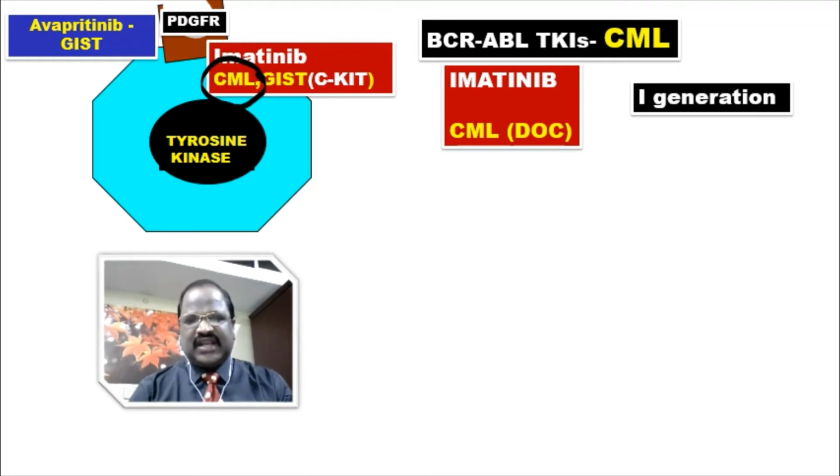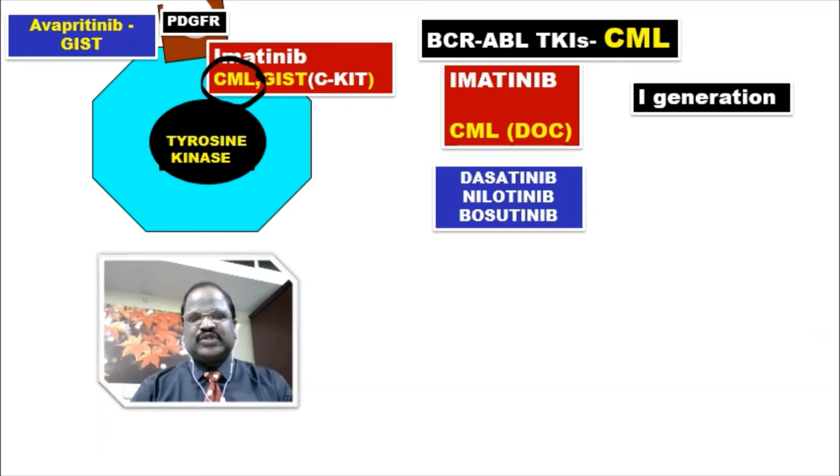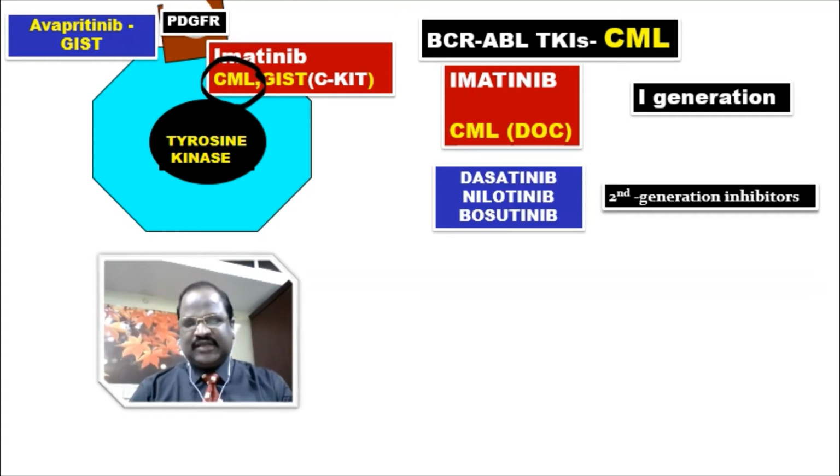That is the first line drug of choice for CML. But imatinib nowadays is developing resistance. So if the CML is resistant to imatinib, in that case we have some newer tyrosine kinase inhibitors. They are called second generation tyrosine kinase inhibitors, namely dasatinib, nilotinib and bosutinib. All these drugs are second generation tyrosine kinase inhibitors useful for imatinib resistant CML.